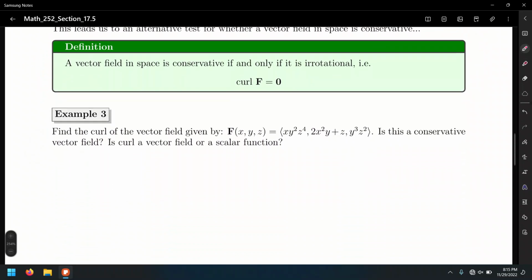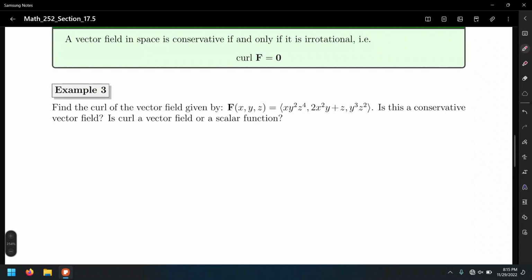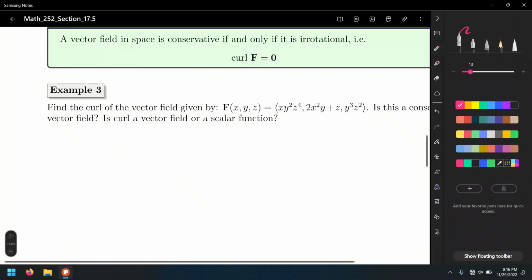Find the curl of a vector field given by F equals xy squared z to the 4th, comma 2x squared y plus z, comma y cubed z squared. Yes, z squared. And they're asking us whether this vector field is conservative or not. All right. Well, is the curl of a vector field a scalar or a vector field? We'll find out when we get the answer to this. In the meantime, let's see.